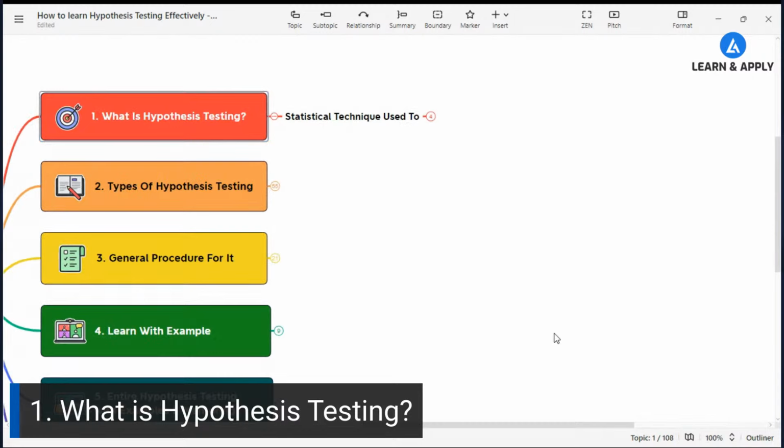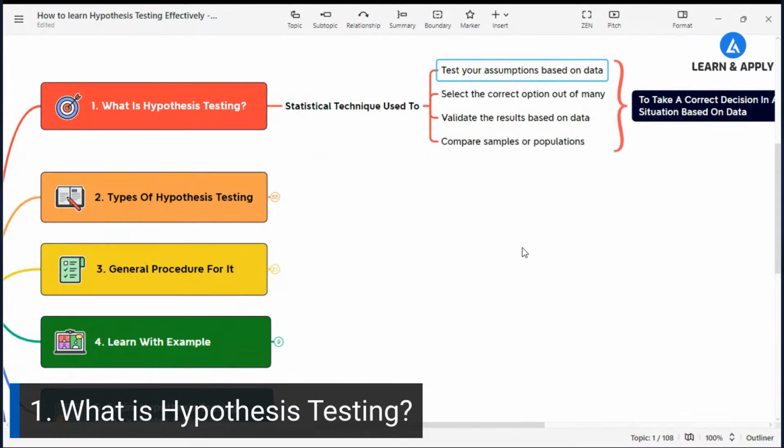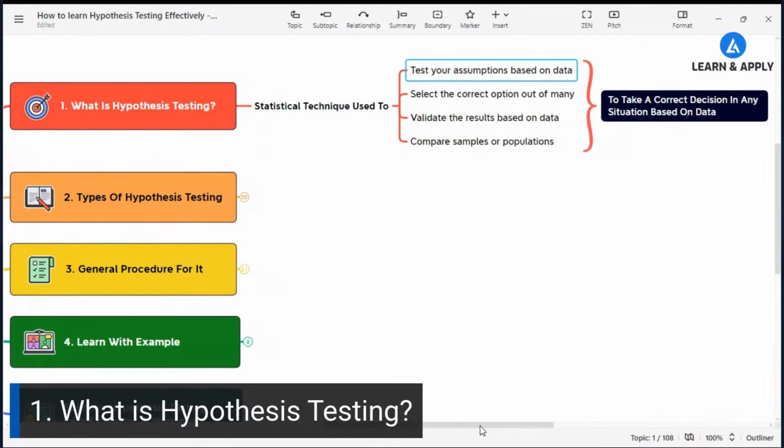Why is it called a statistical technique? Because we are going to use a data-based approach in this technique, and by using a data-based approach, it will help us understand which decision is correct or which option is correct. So it is a statistical technique used to test your assumptions based on data. That means sometimes we have some assumptions. For example, we are talking about having more problems related to our process on every Friday.